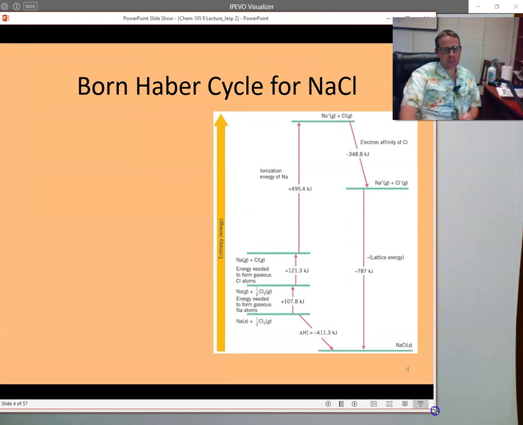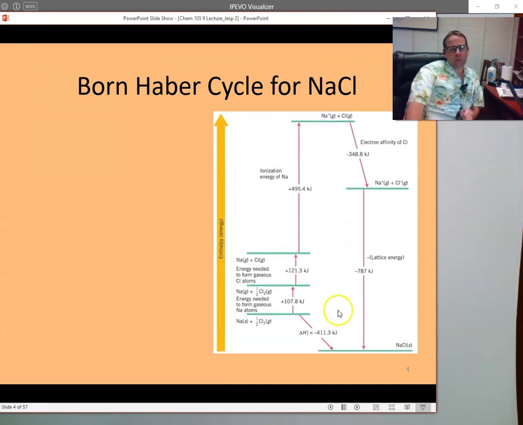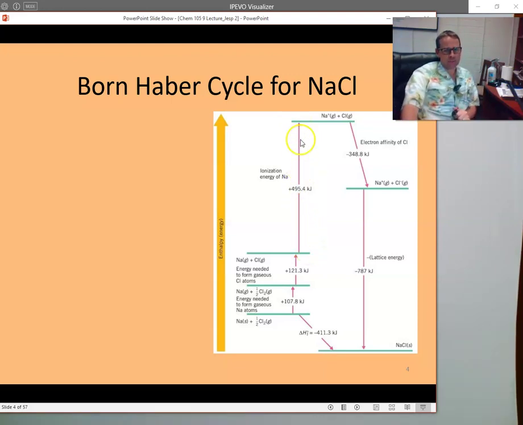Okay, then let's look closer here now. We got sodium atoms and chlorine atoms ready to react. What is occurring from this point here to this point that requires so much energy? Whose turn is it? Kylie. What's happening there that requires so much energy?